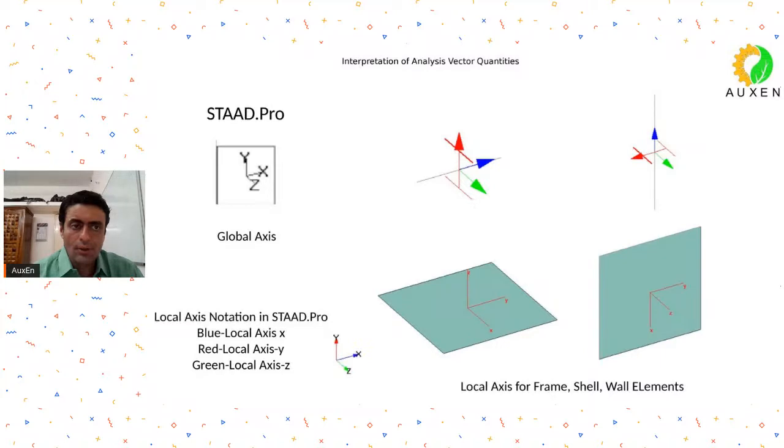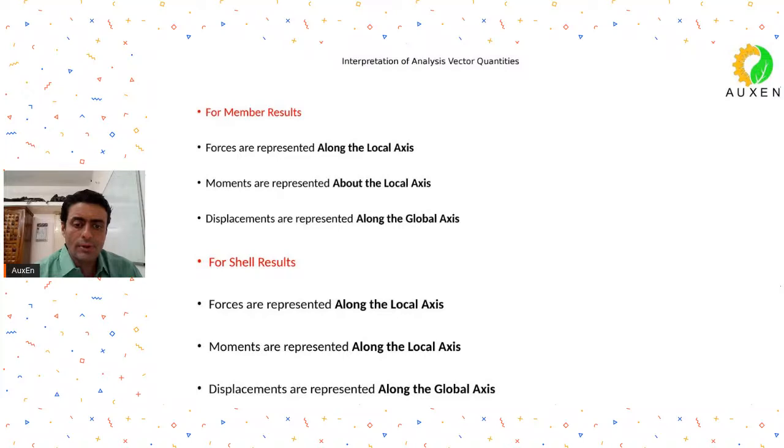So here the notation that STAAD uses is small alphabets for local axis. Okay, so the blue color is representing local axis X, and the local axis is written in small alphabet, small x. The red color is representing local axis Y, and green color is representing local axis Z. So they are following a BRG pattern, you could say. ETABS was following an RGB pattern. STAAD is following a BRG, local axis XYZ. So far so good. These are the axis systems being followed.